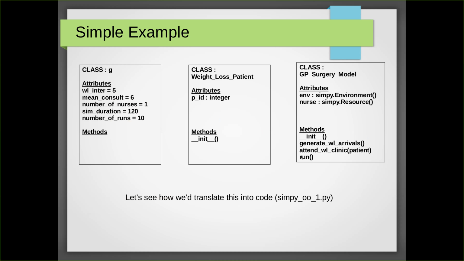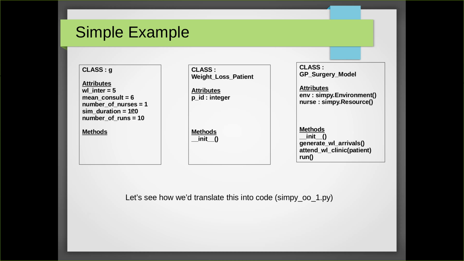So let's think about how we'd divide that up in terms of our object-oriented approach. So we'll think about our three classes. First of all, we've got our class G, which stores our global parameter values. Here, as attributes of that class, we can store the inter-arrival time between patients coming in. We can store the mean consultation time, how long on average patients are spending with a nurse.